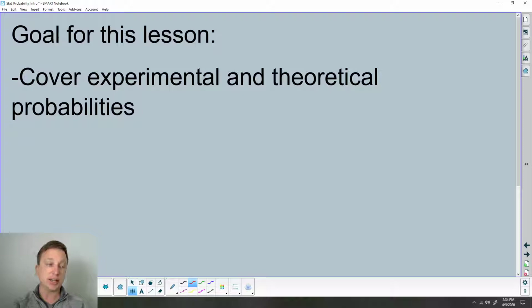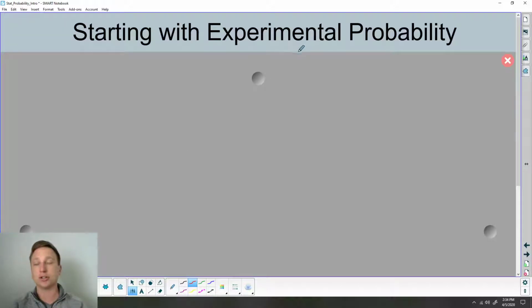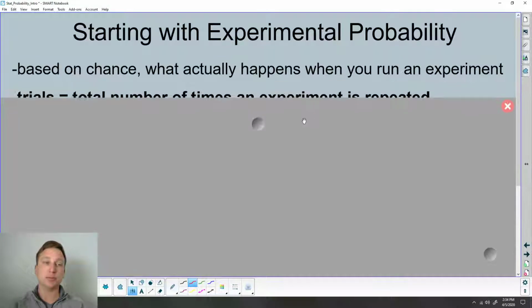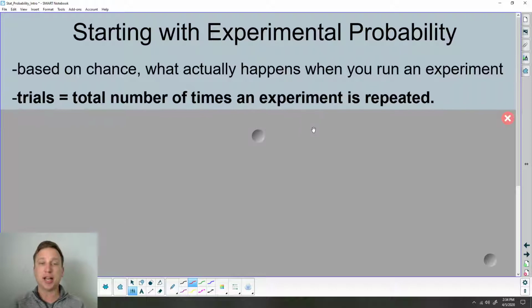Both of these use the same terminology, but we're actually just going to start a little bit with some of the terminology with experimental probability. So this is just based on, like I mentioned, what happens when we actually run an experiment. Now, a few key words as we begin this. Trials are how many times an experiment is repeated. So if I flip a coin 10 times, I'd say I have 10 trials in that experiment.